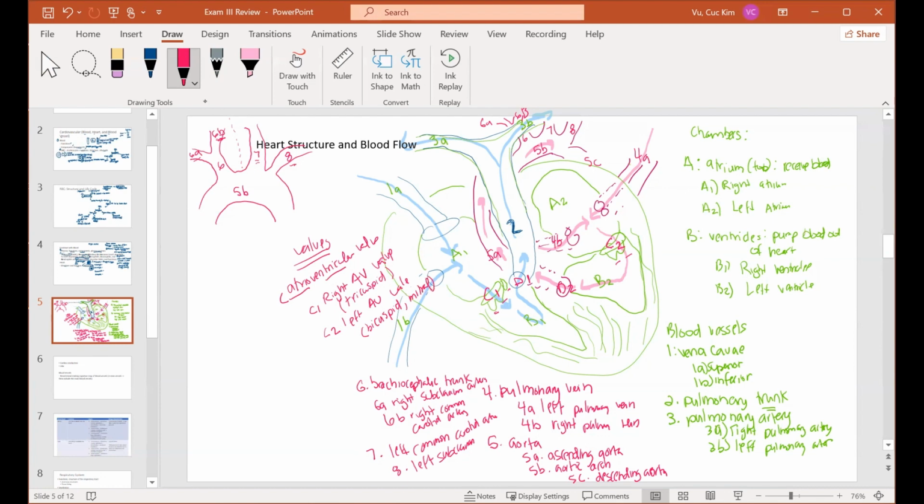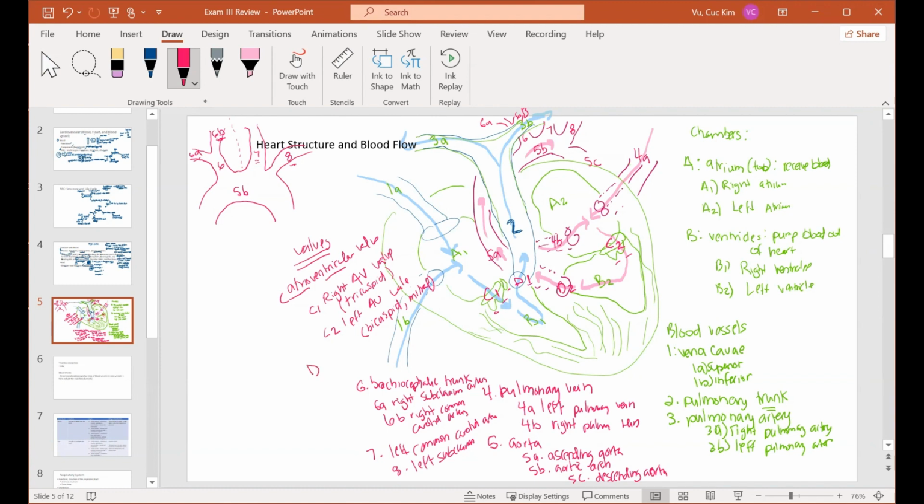So C2 has 3 names. C2 can be known as the left AV valve or the bicuspid valve or the mitral valve. I will take any of those 3 on the exam. Okay, but you have to do it correctly. You can't say left bicuspid mitral valve. You have to use the names correctly. It's either 1, the left AV valve, or 2, the bicuspid valve, or 3, the mitral valve. Okay, so that's the first type of valve.